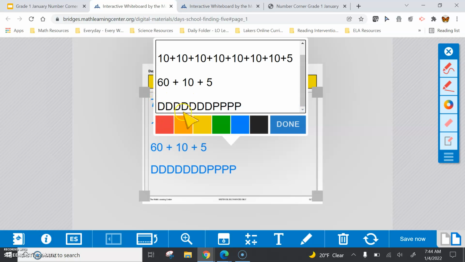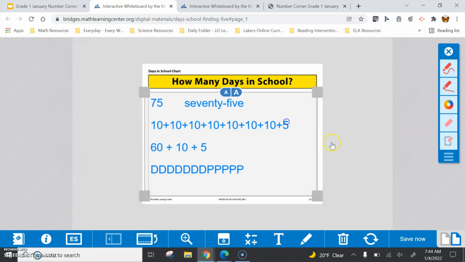Then we have all of our coins here. 10, 20, 30, 40, 50, 60, 70, 71, 72, 73, 74. We need to add another penny to make it 75.